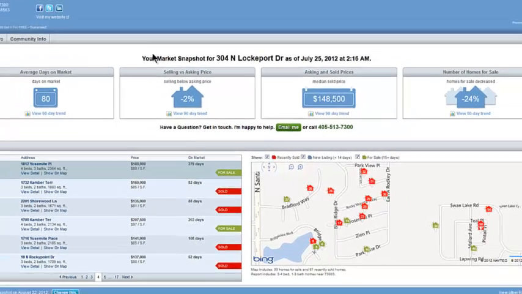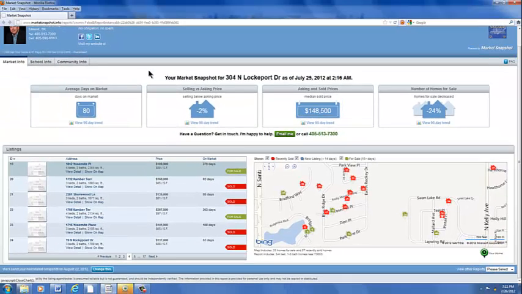So that's the market trend, the market snapshot trend analysis, and how to use this new tool. I hope you find it to be extremely valuable. I use it daily in my business, and my clients love it. I hope you sign up for it. Remember, it's free.